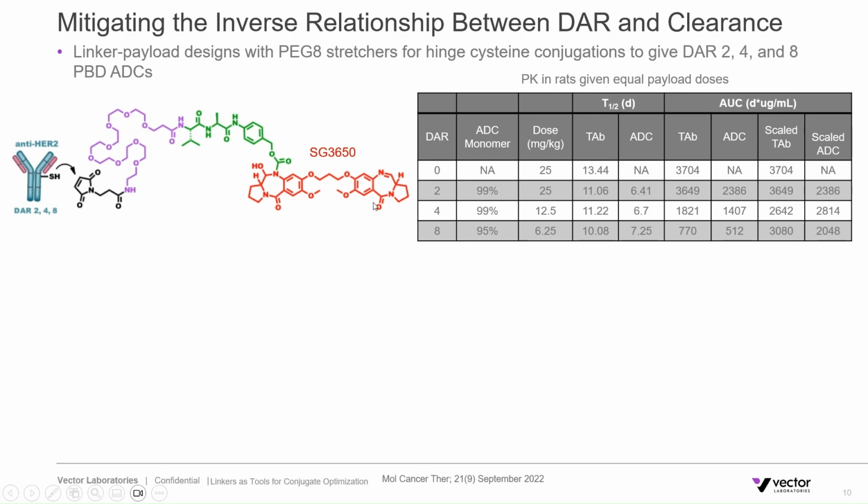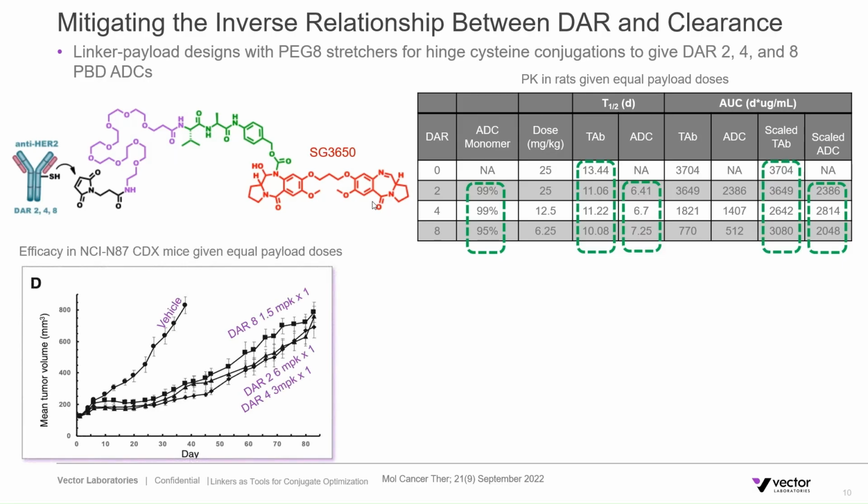The reduced potency can be compensated for by increased drug loading. And indeed, this linker payload design facilitated the construction of DAR 2, 4, and 8 ADCs with minimal aggregation. In addition, PK studies in rats given equal payload doses found that the PK parameters were similar for all of the ADCs regardless of DAR, and they weren't that much different from the unconjugated antibody.